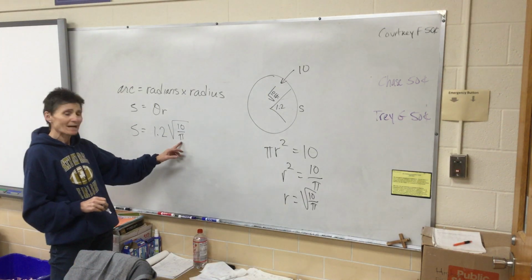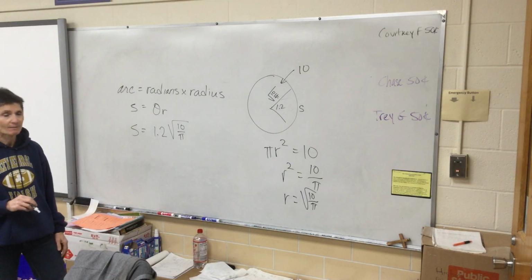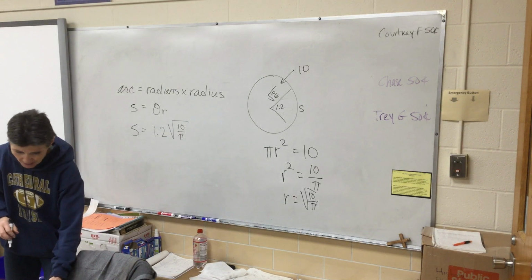Don't worry about trying to rationalize that. Pi is already irrational, so it doesn't make any difference. We'll just leave it like that. All right, that was an interesting problem.